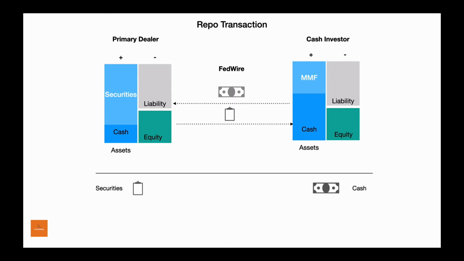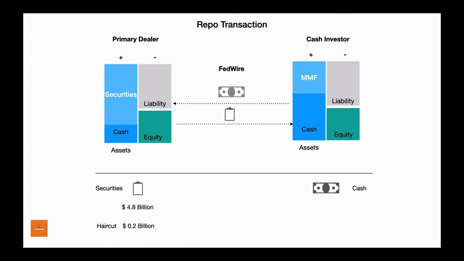The cash investor typically is a money market firm who wants to get a little bit of interest for the positions they have. The security serves as a collateral, and typically the security's value is often less than the cash paid. This difference is called the haircut. In our example, it is 0.2 billion out of 5 billion.